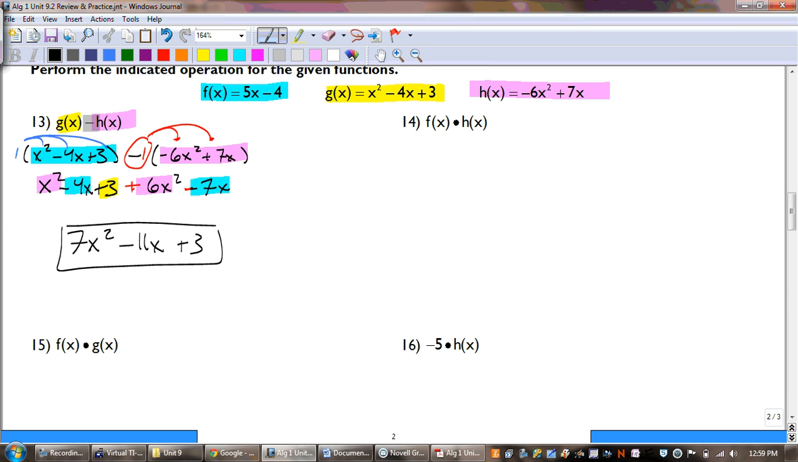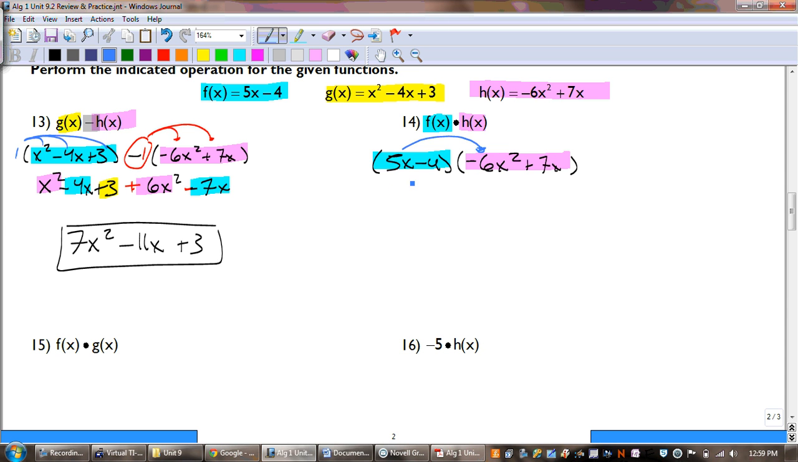All right, let's look at 14. 14 wants us to multiply f of x times h of x. So we have 5x minus 4 times negative 6x squared plus 7x. Okay? Now, since you're only multiplying a binomial times a binomial, you do not have to use the box method. You can if you want to. I'm going to distribute.